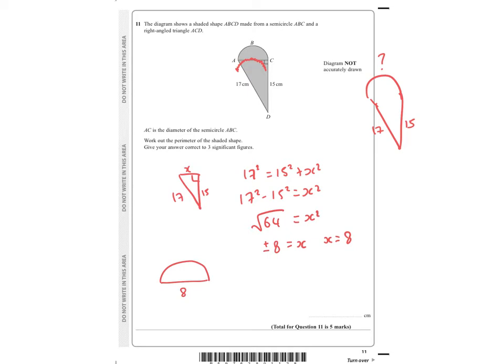Now to find the circumference of the circle, I'm going to do pi d. I'm going to divide it by 2 because we have a semicircle. So 8 pi over 2 is 4 pi. So now I'm going to have 17 plus 15 plus 4 pi. Okay? This is going to give me 44.566. Three significant figures. I'm going to have 1, 2, 3. So then I'm going to get 44.6 is my answer.